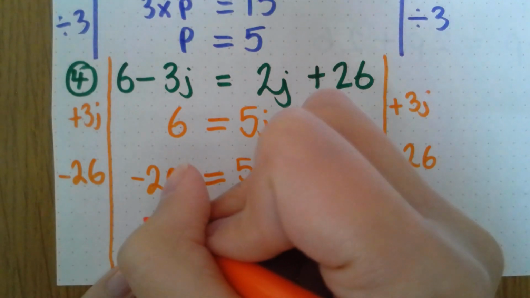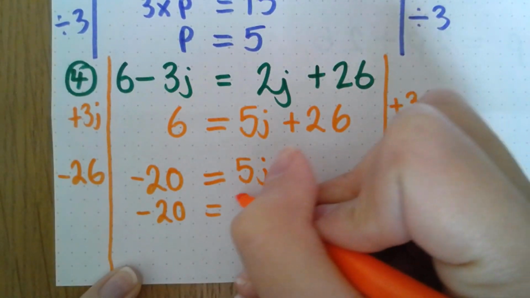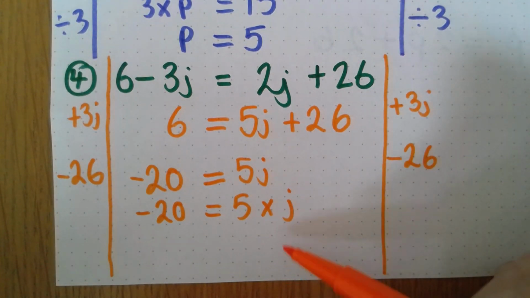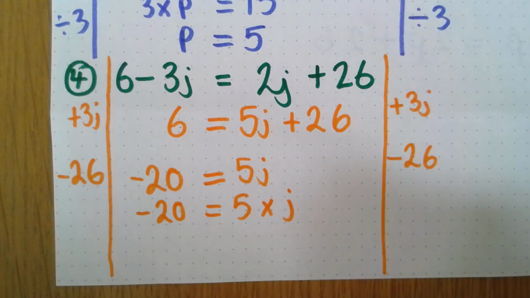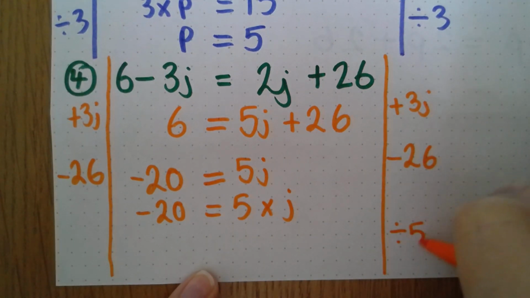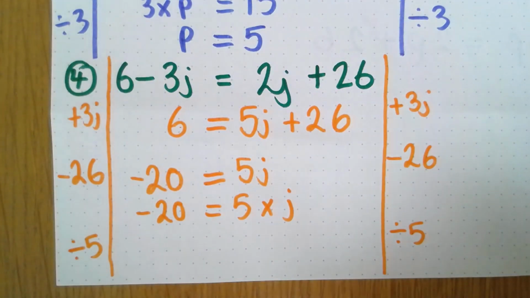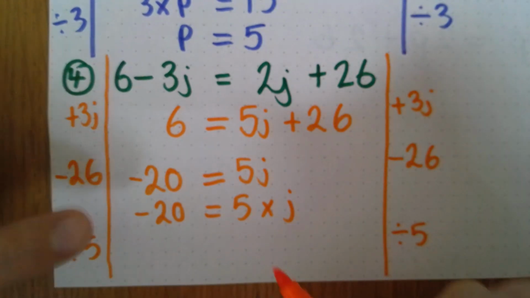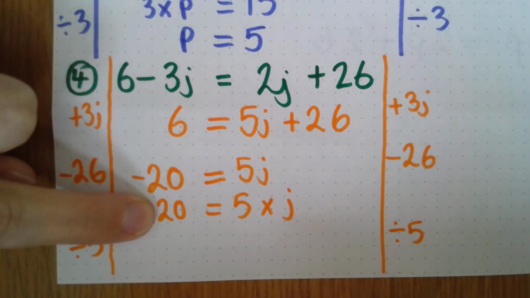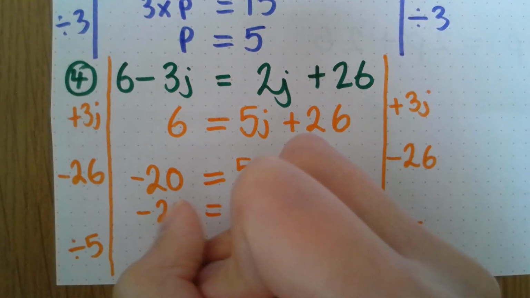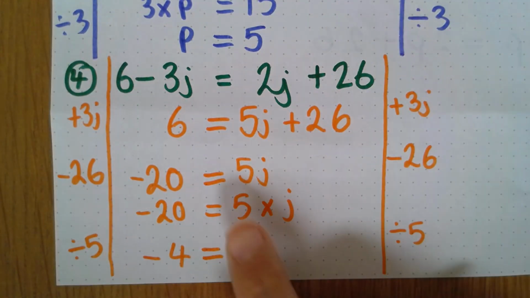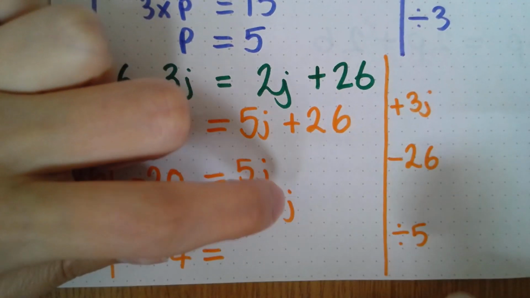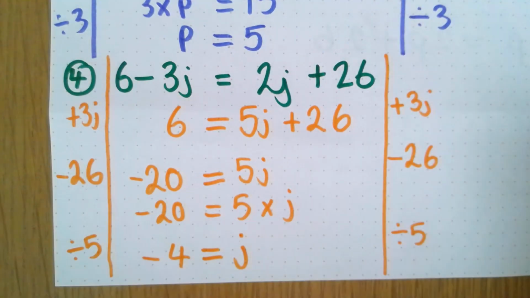Okay, what does 5j actually mean? 5j means 5 times j. But when it says solve, we want j on its own. So we need to get rid of this times by 5. So we need to do divide by 5 on both sides. So negative 20 divided by 5. So 20 divided by 5 is 4. This time we've got negative 20 divided by 5, so it's negative 4 equals 5 times j divided by 5. Times by 5 divided by 5 cancel each other out, so you're just left with j.